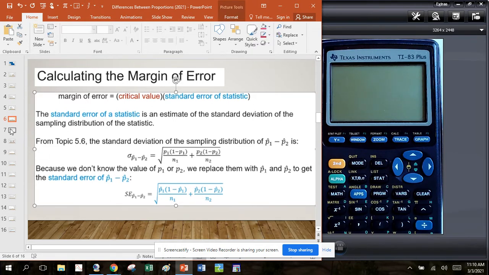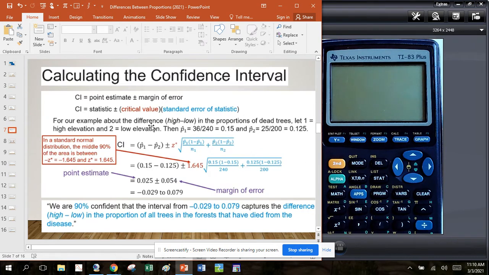So let's go ahead and plug in our information. Let's figure out our point estimate first. For the high elevation, we had about 15% of the trees getting the disease. And in the lower elevation, we had about 12.5%. So that gives me a point estimate of about 0.025. So it's close to zero. It seems like maybe there is a difference, but it's definitely close to there being no difference.